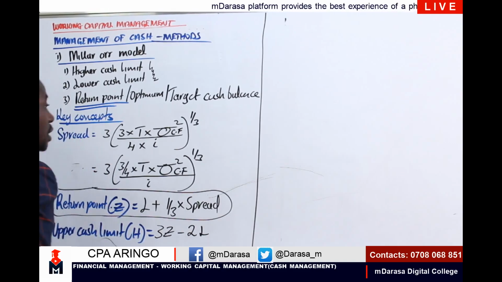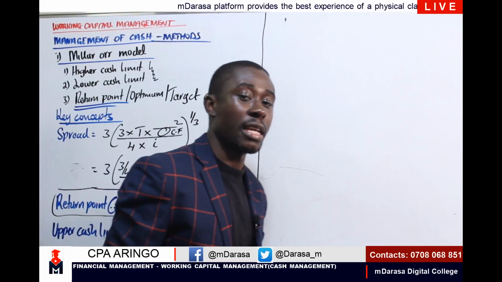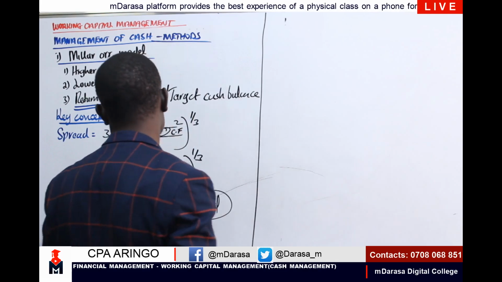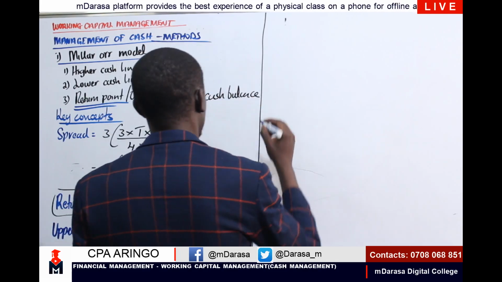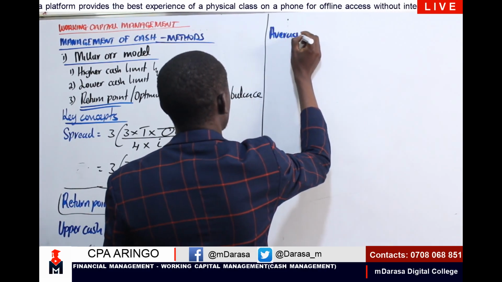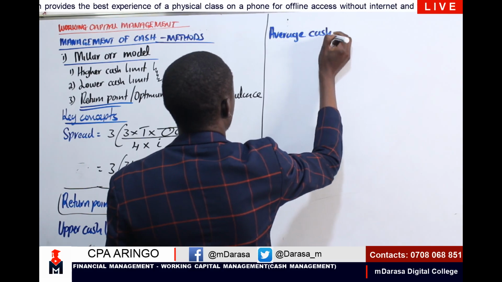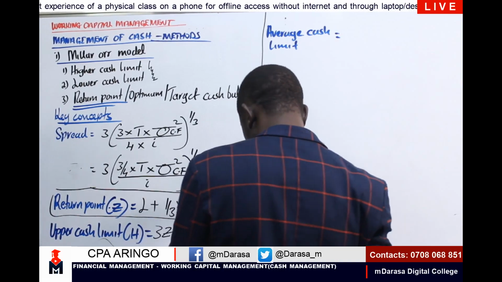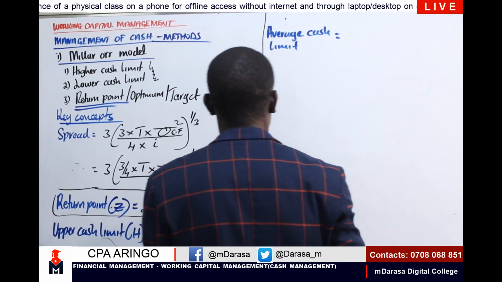So to determine our average cash limit, so long as we determine Z, the return point is almost a guide to everything we'll be doing here. If I'm required to determine our average cash limit, we must always have this at the back of our mind.